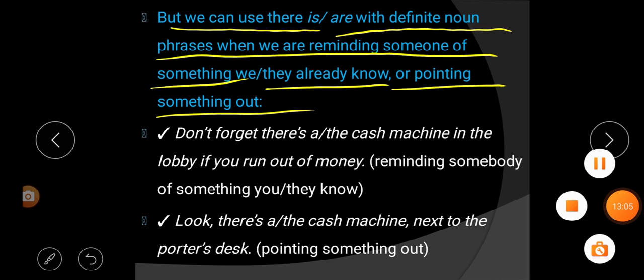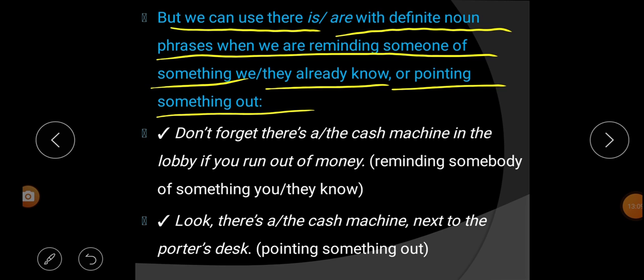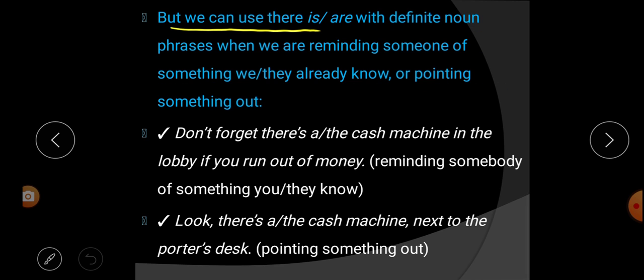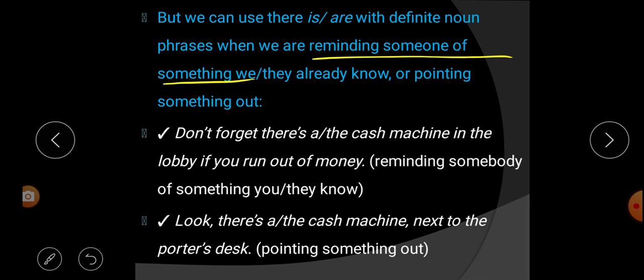But here it says that we can use there plus is/are with a definite noun phrase when we are reminding someone of something that they know, or pointing something out. Let us look at the example.